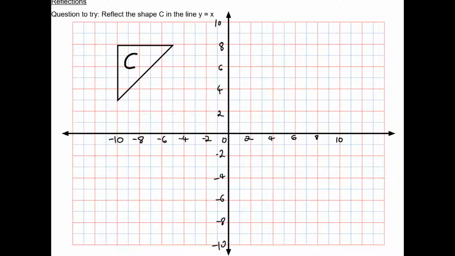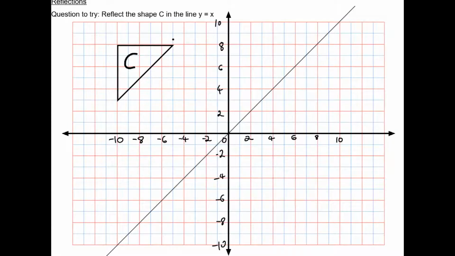To do this question, I'm first going to draw the line y equals x. So it's a straight line through the origin, and it is at 45 degrees above the x-axis, like that. Let me just make that a little bit bigger. Okay, I'm now going to consider the coordinates of the corners.